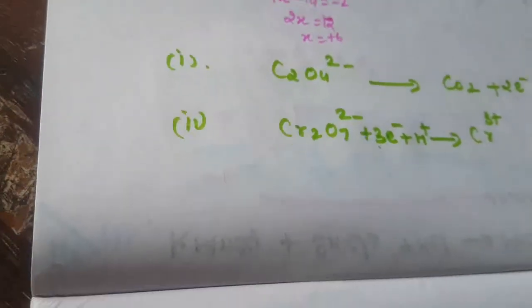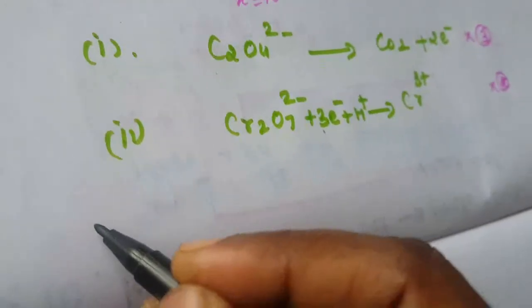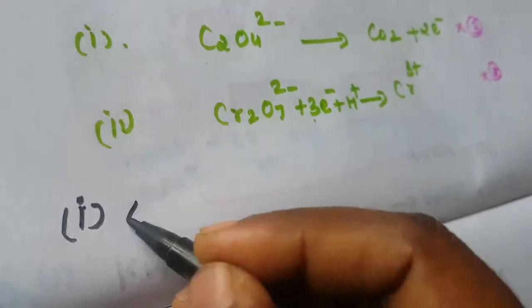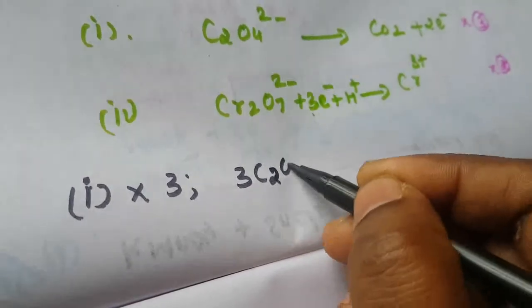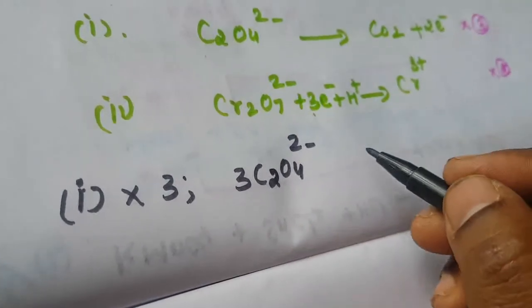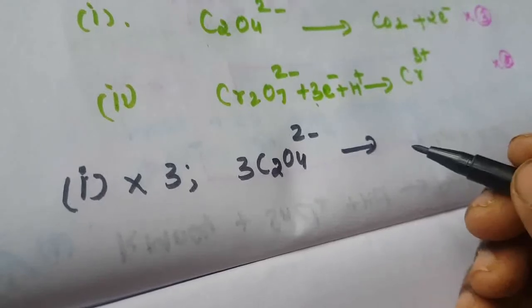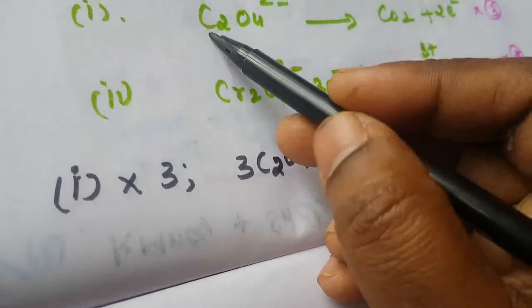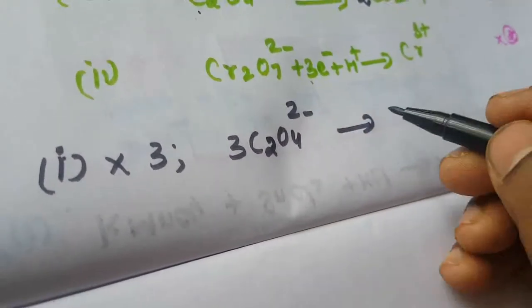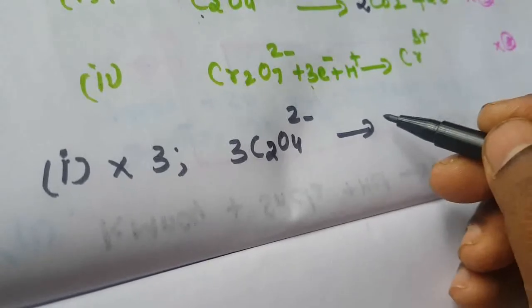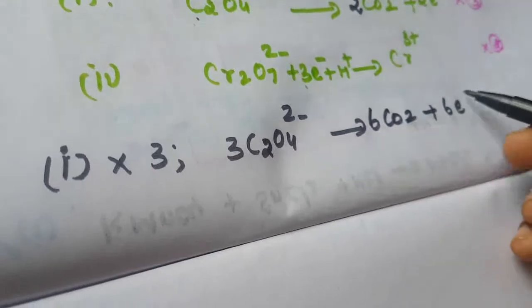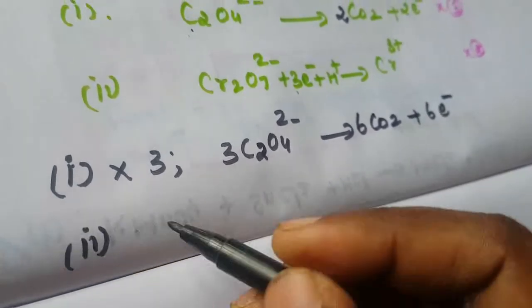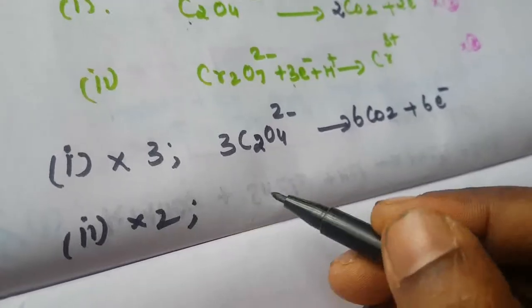Okay. So next step, you are writing the 2 equations after multiplying. First equation multiplied by 3: 3 C2O4 2 minus gives, here also 2 carbon is there, so I am writing 6 CO2 plus 6 electrons. Okay, the next step, second equation multiplied by 2, right?